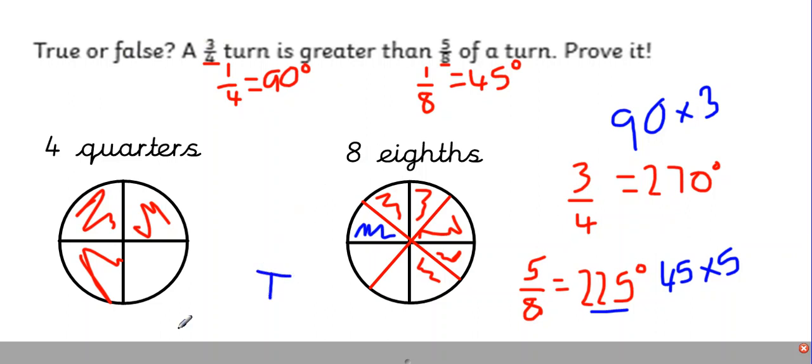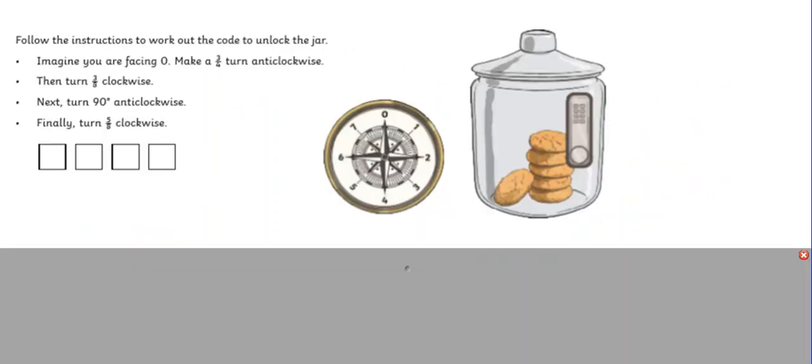And what you should do really underneath is write a sentence saying it is true that a 3/4 turn is greater than 5/8 of a turn. Well done if you got that one correct. Let's have a look at this one now. So this is your last one for this session.